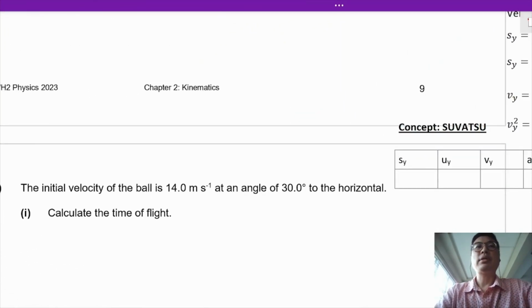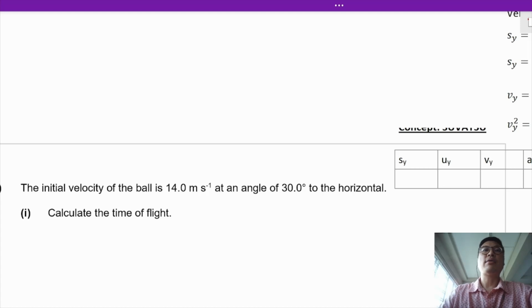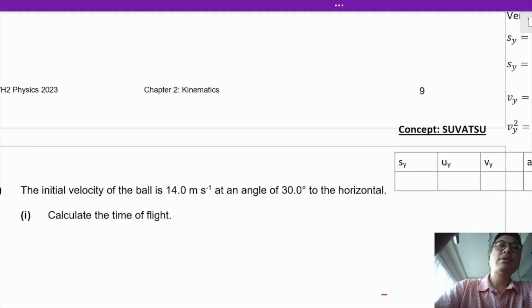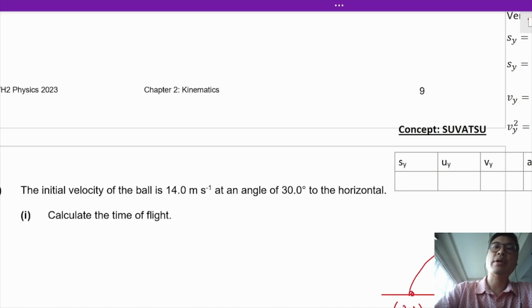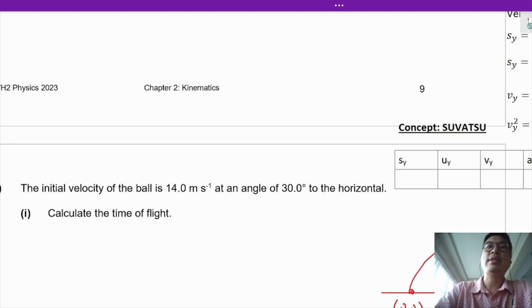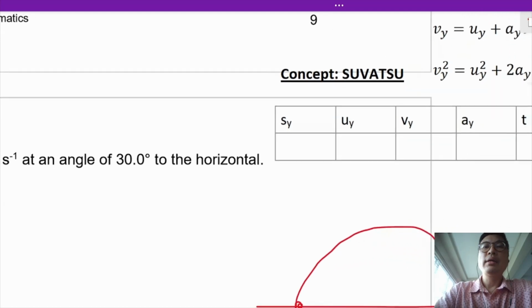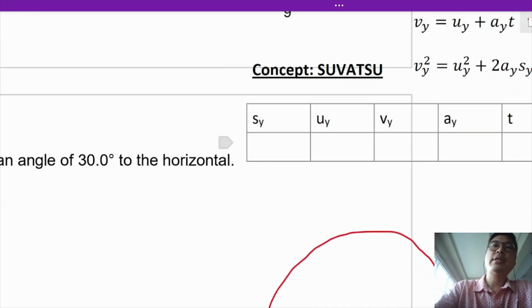The velocity of the ball is 14 meters per second at an angle of 30 degrees to the horizontal. Calculate the time of flight. So over here we have the starting point is 0, 0. We want to know the time for the ending point. The ending point would be at the distance x, but the vertical displacement will be 0 and time t. So let's take a look at what data we can fill in. Acceleration we can fill in first, minus 9.81. The t is the one that we want to know.